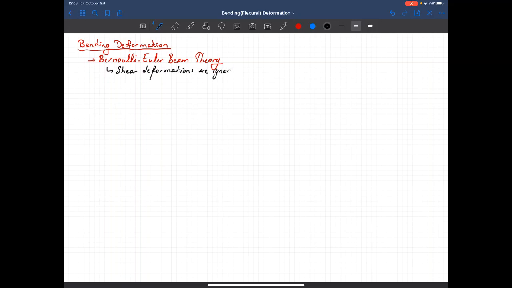Remember that you cannot have a moment without a shear force in a member, unless you have only a pure bending case. So if we have shear, we said that we will have shear deformations. If we have moment, we have bending deformation. But in the Bernoulli-Euler beam theory, the shear deformations are ignored. So this is a simplification.